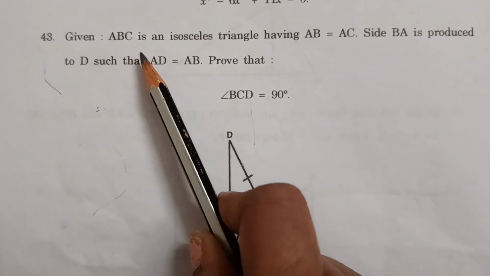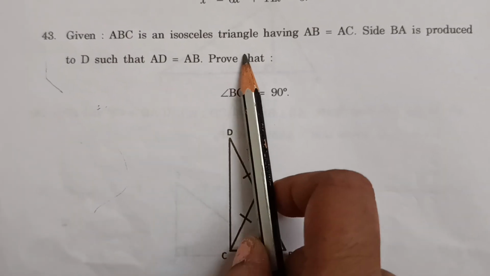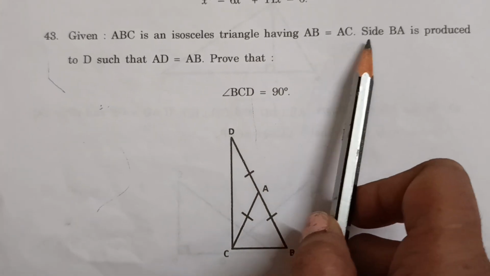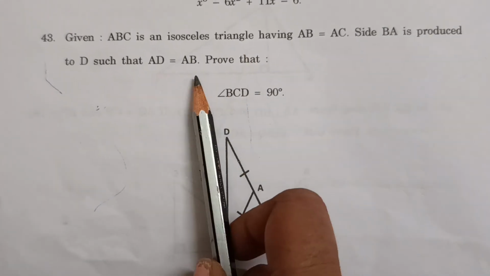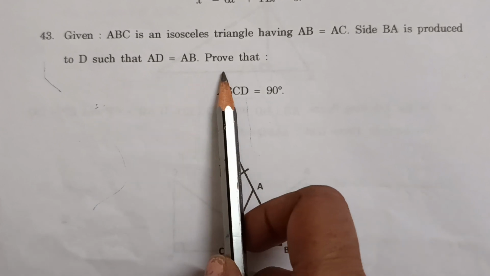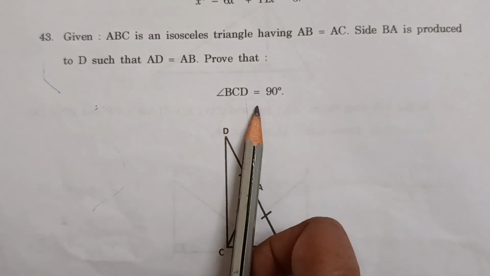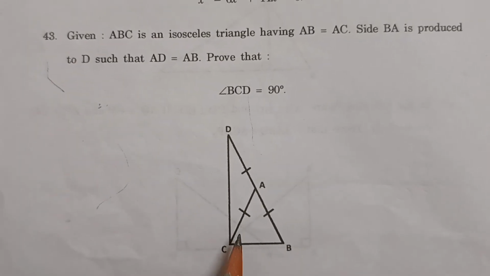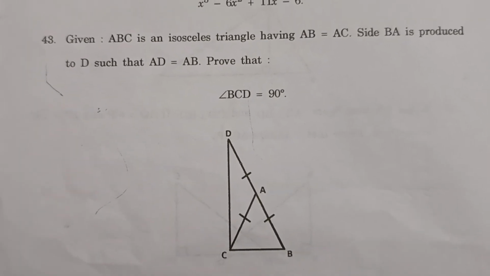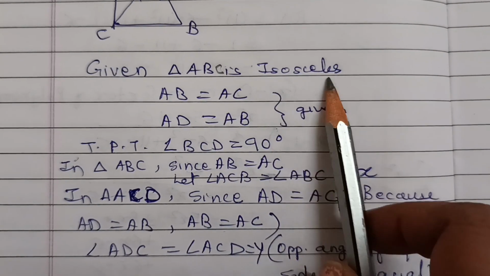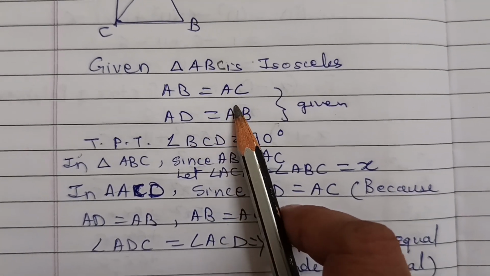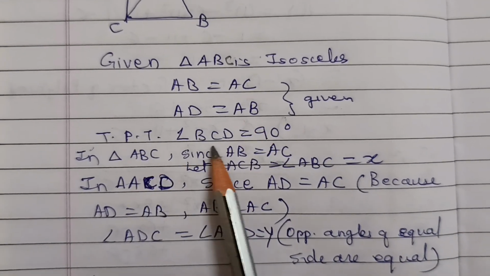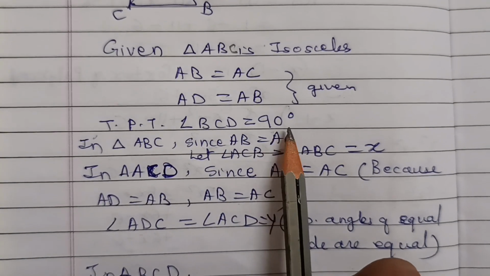Question number 43. Given ABC is an isosceles triangle, meaning two sides are equal, having AB equal to AC. Side BA is produced to D such that AD is equal to AB. Prove that angle BCD is 90 degrees. Triangle ABC is an isosceles triangle, AB is equal to AC and AD is equal to AB is also given. To prove that angle BCD is equal to 90 degrees.